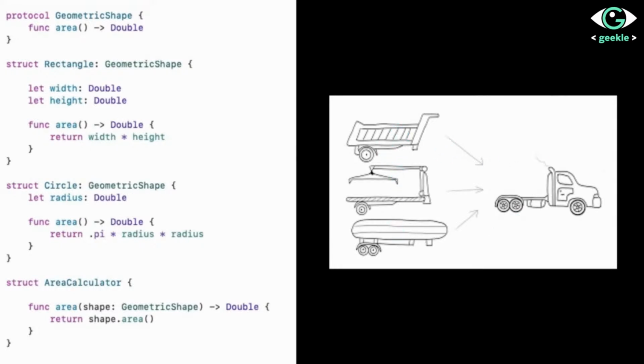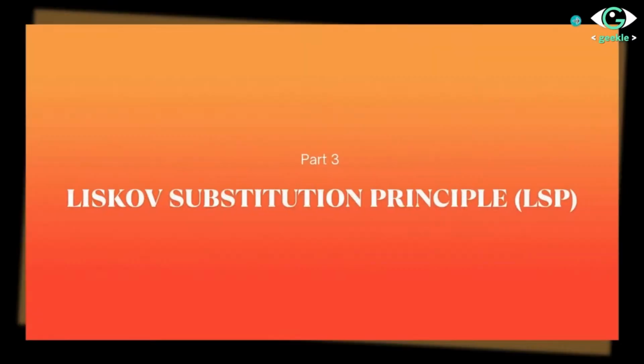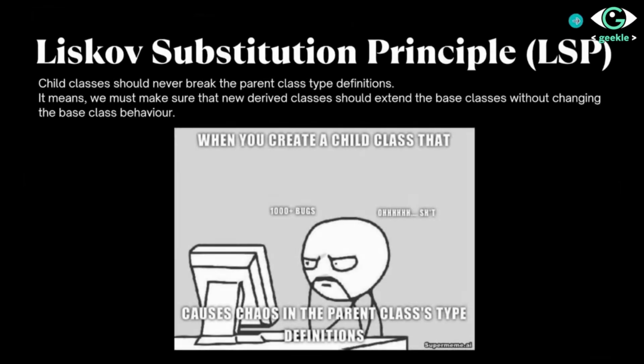Moving forward, we have the Liskov substitution principle, in which a child class should never violate the type definition of the parent class. This means that we must ensure that a new derived class extends the base class without altering the base class behavior. We often encounter this situation in our daily coding life when we make changes in the child class that unwantedly introduce bugs in the parent class.